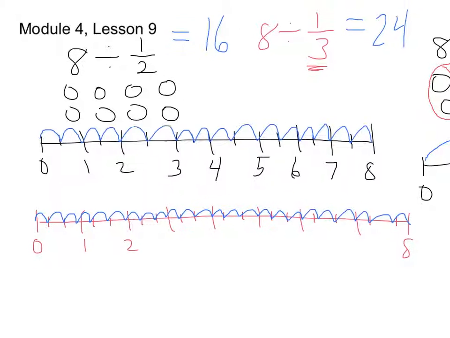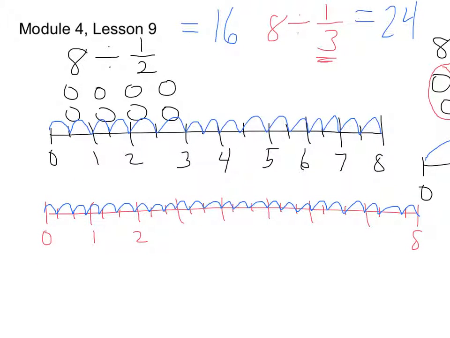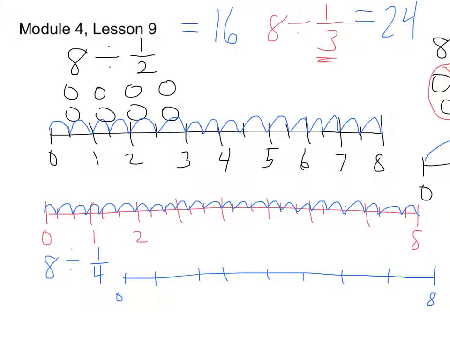I'm just going to move this up a little. What's going to happen if we divide by 1/4? Do you think I'll get more hops, fewer hops, or the same? Well, let's see. Get this number line up here. Ooh, it's going to be tricky to fit. Here's 0. Here's 8. 1, 2, 3, 4, 5, 6, 7. I got to divide these in fourths now.